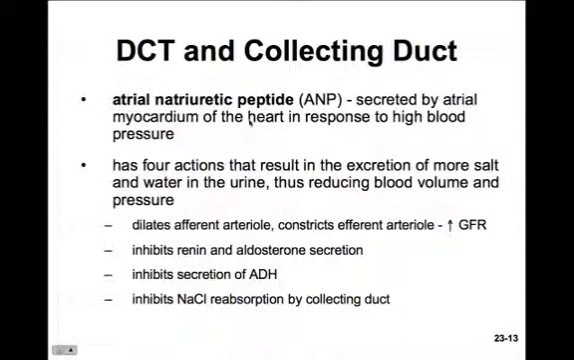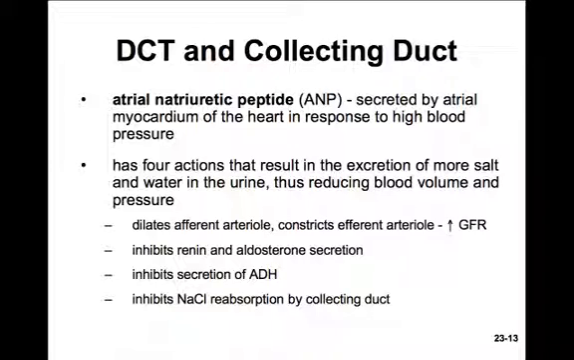Now we'll move in to look at atrial natriuretic peptide, which has somewhat opposite effects. Atrial natriuretic peptide is going to have four main actions. It's secreted from the atrial myocardium of the heart in response to high blood pressure. So as blood pressure rises, the main goal is we want to lose more fluid. So all four functions aid in the loss of fluid or retaining fluid in the tubule for secretion in the urine.